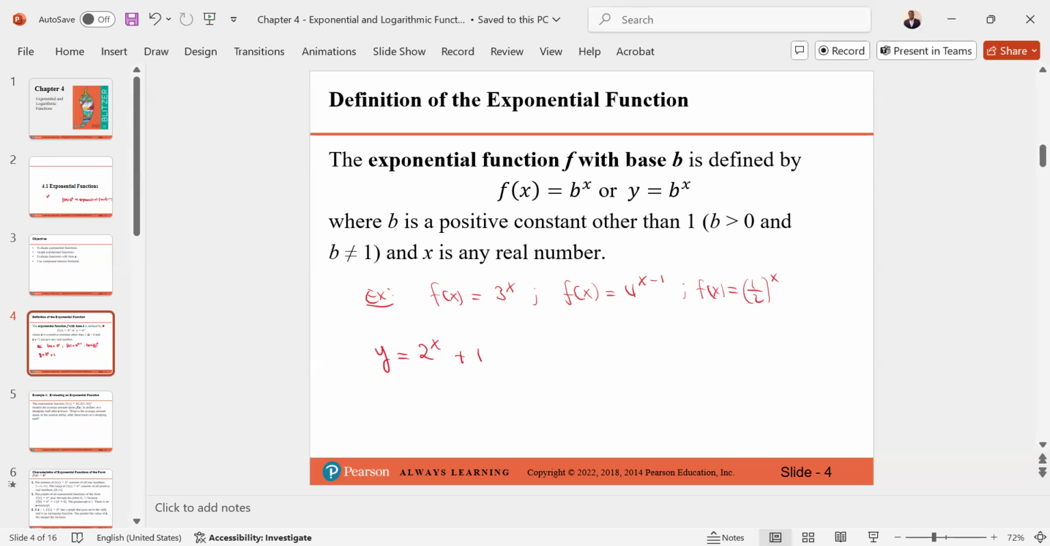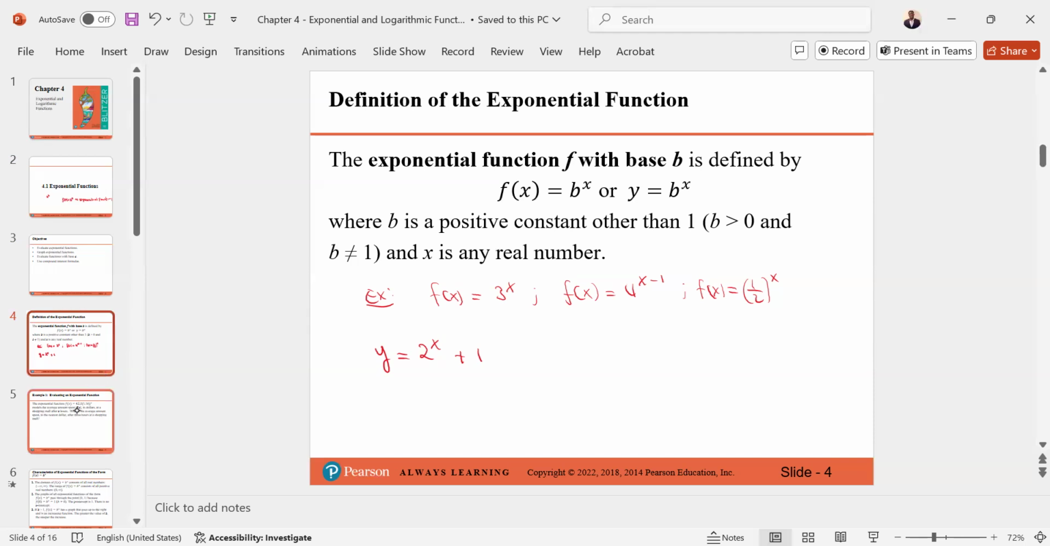Now, we need to pay attention to b. B is the base. We call it the base where b is a positive constant other than 1. If it's 1, 1 power x would be 1. So b is greater than 0 and b is not equal to 1, and x is any real number. So that's what we call exponential functions.